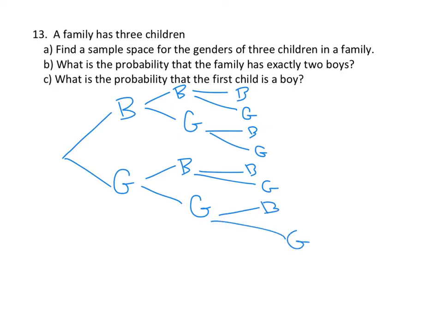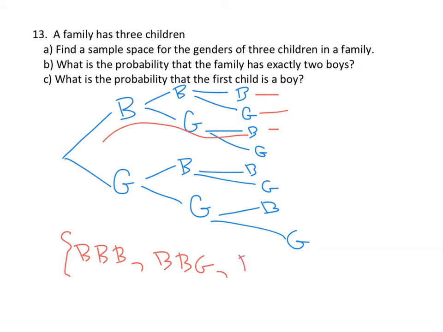So putting that all together, what we're going to get is boy, boy, boy. So that's the top branch, right? The next branch is going to be boy, boy, girl. That's right here. So now this branch, just tracing back here, right? Boy, girl, boy. Okay. This branch here, boy, girl, girl.